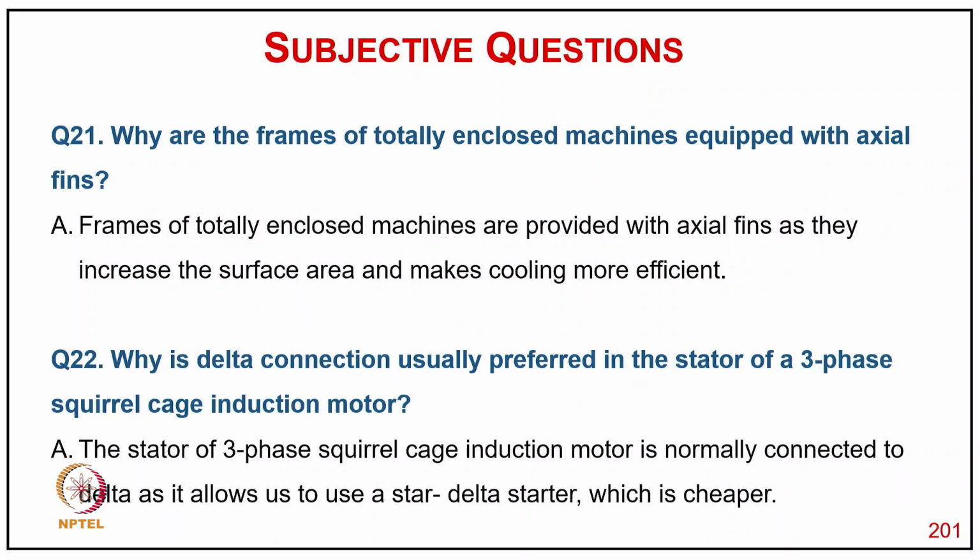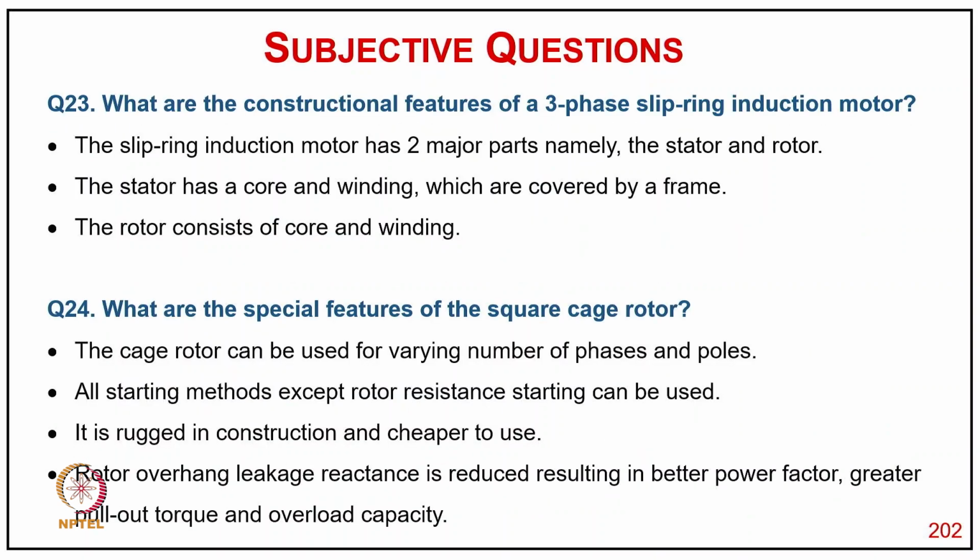Which type of frames are totally enclosed? Totally enclosed frames are provided with axial fins, as they increase the surface area and improve the cooling effect. Why is delta connection usually preferred in three phase motors? The stator of a squirrel cage motor is normally connected in delta as it allows the use of a star delta starter, which is cheaper.